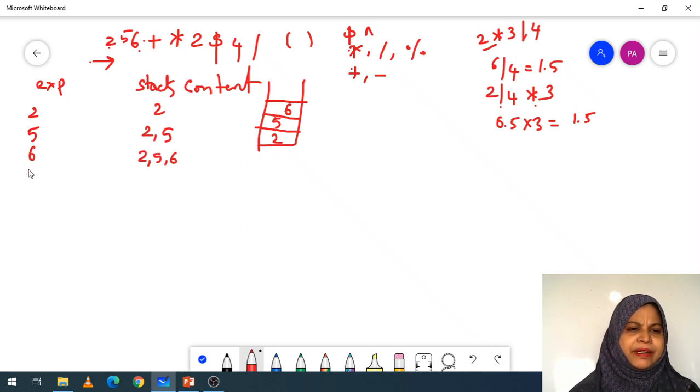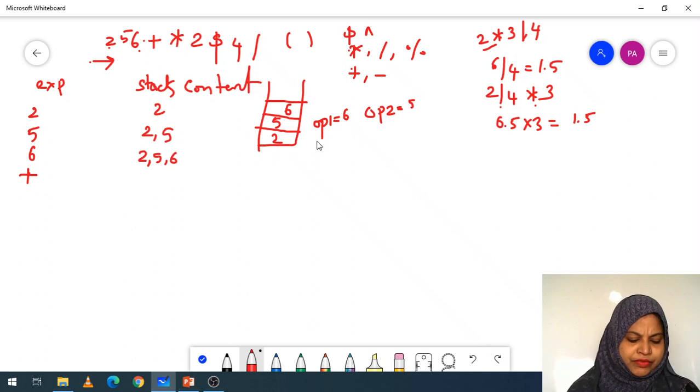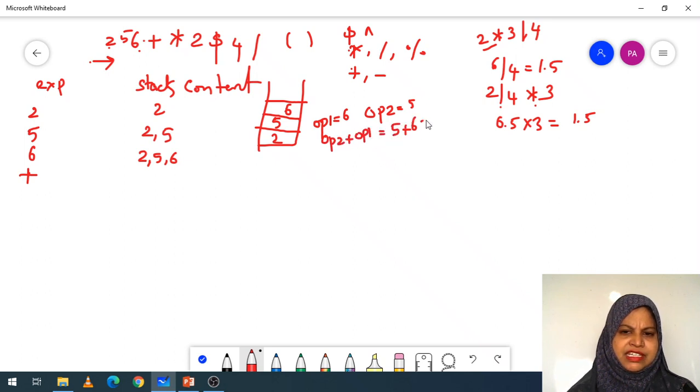Next symbol is plus. Is plus an operator or operand? Plus is an operator. So, we have to delete the top 2 elements from the stack. What are the top 2? The first element is 6, so here my OP1 is 6. Then OP2 is 5. After deleting the top 2 elements, I am going to perform the operation. Here what is my operation? Plus. So, OP2 plus OP1, 5 plus 6, that is 11.